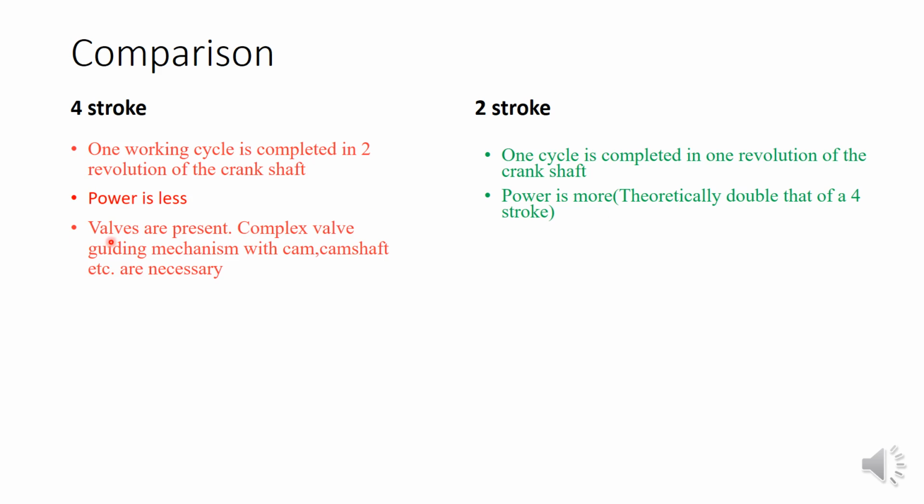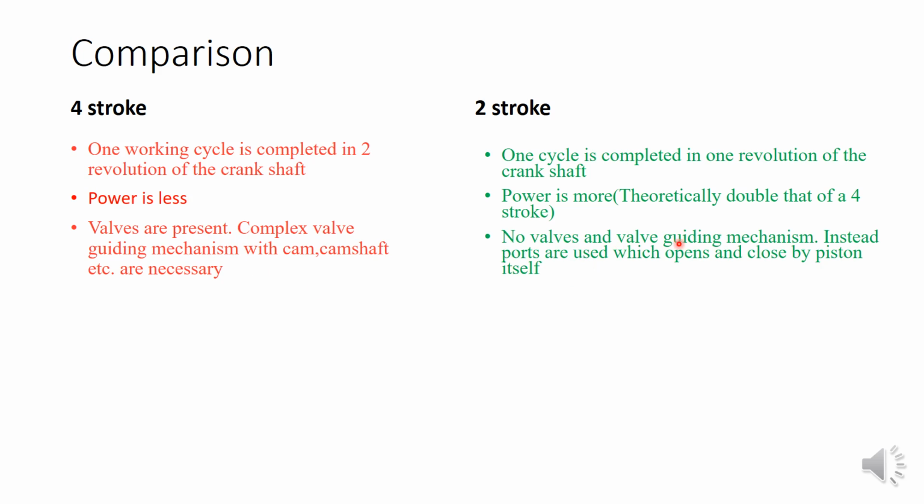At this point we also know the valves are there, the inlet valve and exhaust valve in a four-stroke engine, so we require a camshaft, etc. But here there are no valves, no valve guiding mechanisms, only ports which we can open and close by the piston itself. So no complex valve controlling mechanism is required in a two-stroke engine.